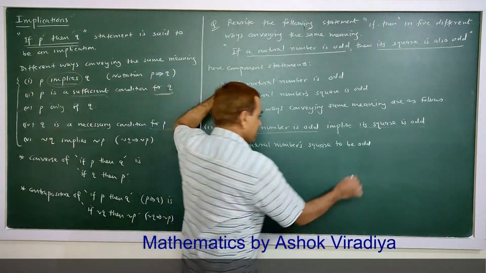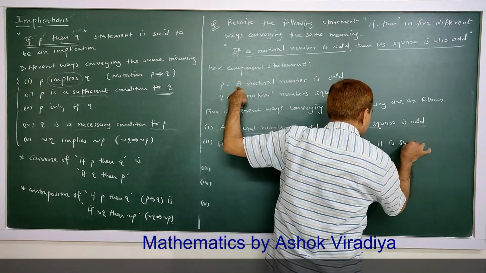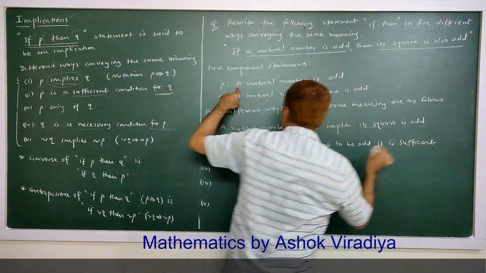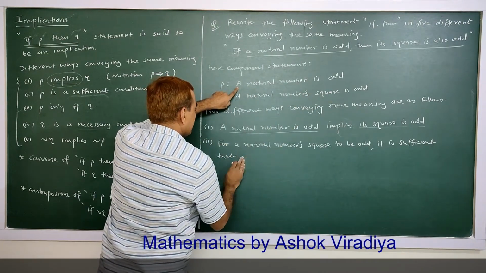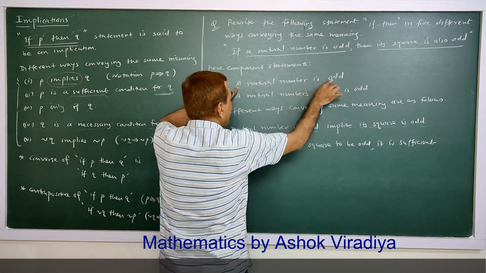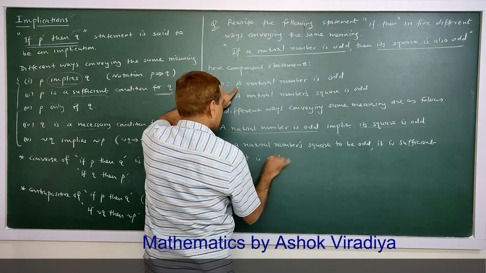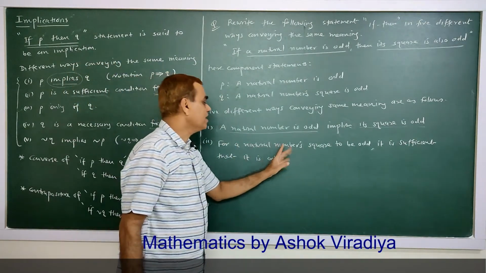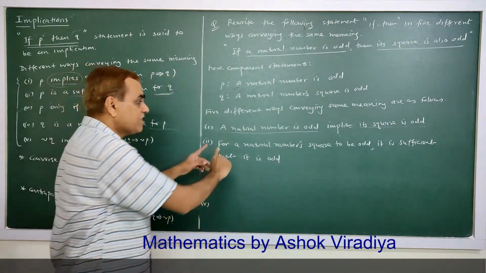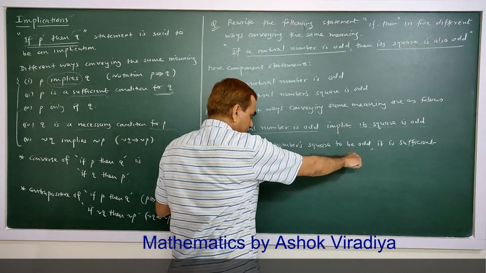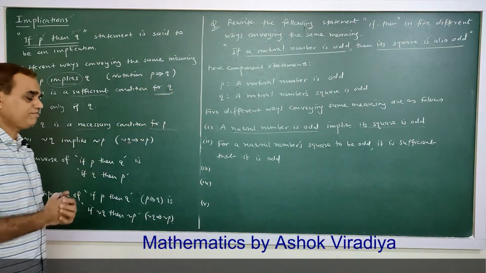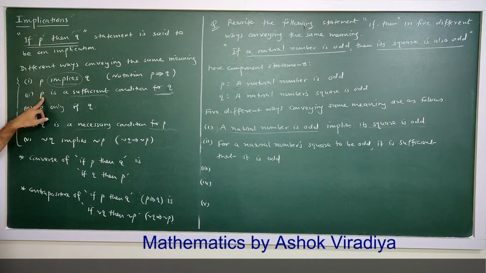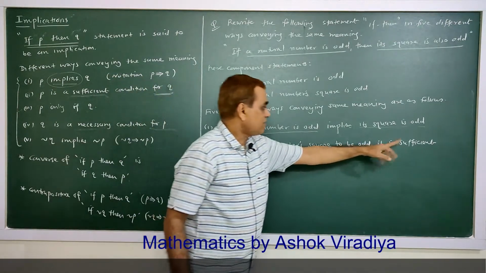This is the sufficient condition. It is sufficient that, what is sufficient? It is sufficient that it is odd. Means that the number is odd. For a natural number's square to be odd, it is sufficient that it is odd. Means a natural number is odd. So that is the application of the second statement. P is sufficient.